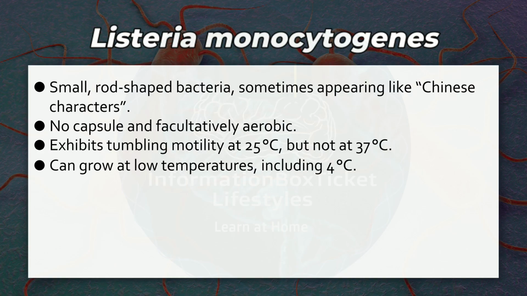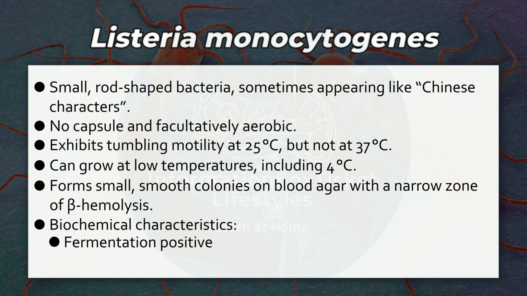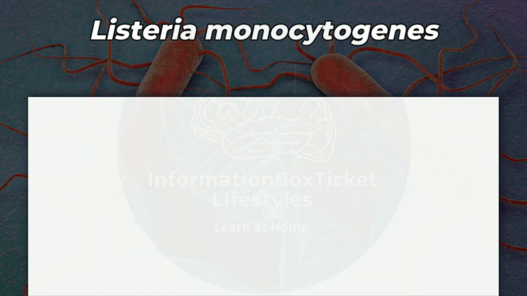Can grow at low temperatures, including 4 degrees Celsius. Forms small, smooth colonies on blood agar with a narrow zone of beta hemolysis. Biochemical characteristics: fermentation positive, catalase positive, oxidase positive.